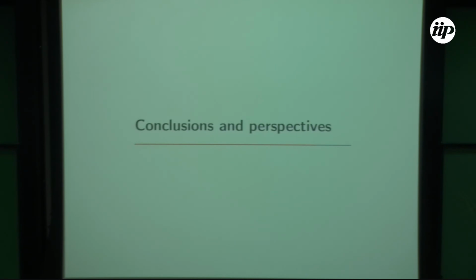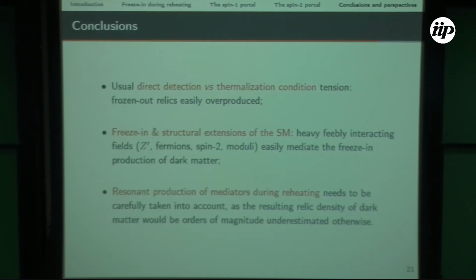So let me conclude. We see that if the direct detection bounds push the couplings between dark matter and the standard model to lower and lower values, we might have a tension with the thermalization condition, because the freeze-out would easily lead to overproduced dark matter. The freeze-in is an interesting alternative to that, and it's easily embedded in structural extensions of the standard model. We have seen, and also we don't know the scale of reheating, and it's important to consider carefully the finite duration if we have these heavy mediators around, okay? Because we don't know the scale.